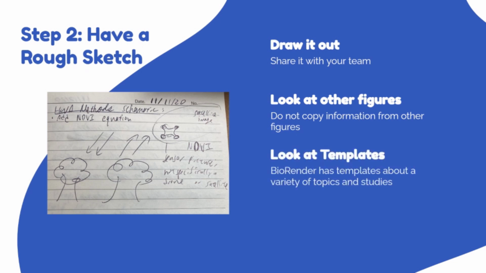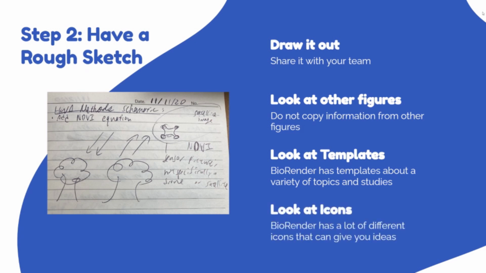Another thing you can do is look at the different templates on BioRender. BioRender has tons of templates you can look at, use, or edit to fit your figure. Lastly, you can look at the icons that BioRender has. They have a lot of different ones, and you can get different ideas of how to use them or where to use them and things like that.